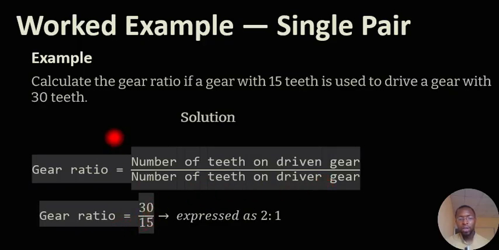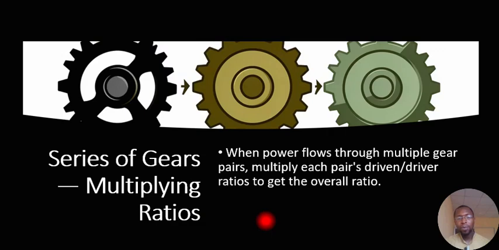Number of teeth on driven gear is 30 and that of driver gear is 15. So that will give us 30 over 15. 15 in 30 is 2 and 15 in 15 is 1. So that is 2:1. Instead of putting the division sign, we use the ratio sign. So the gear ratio of these two gears is 2:1.